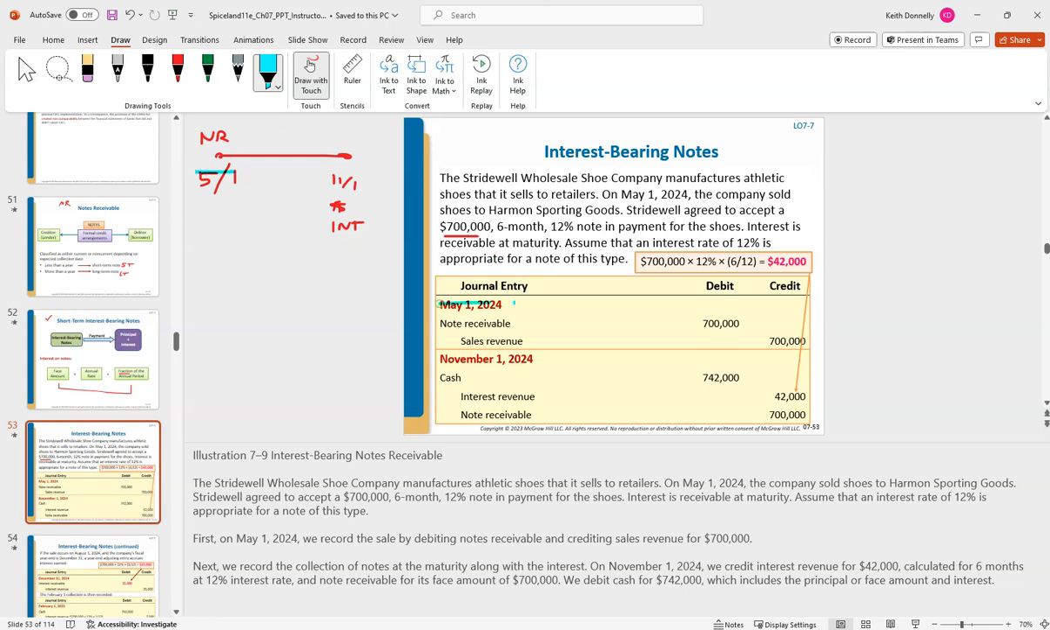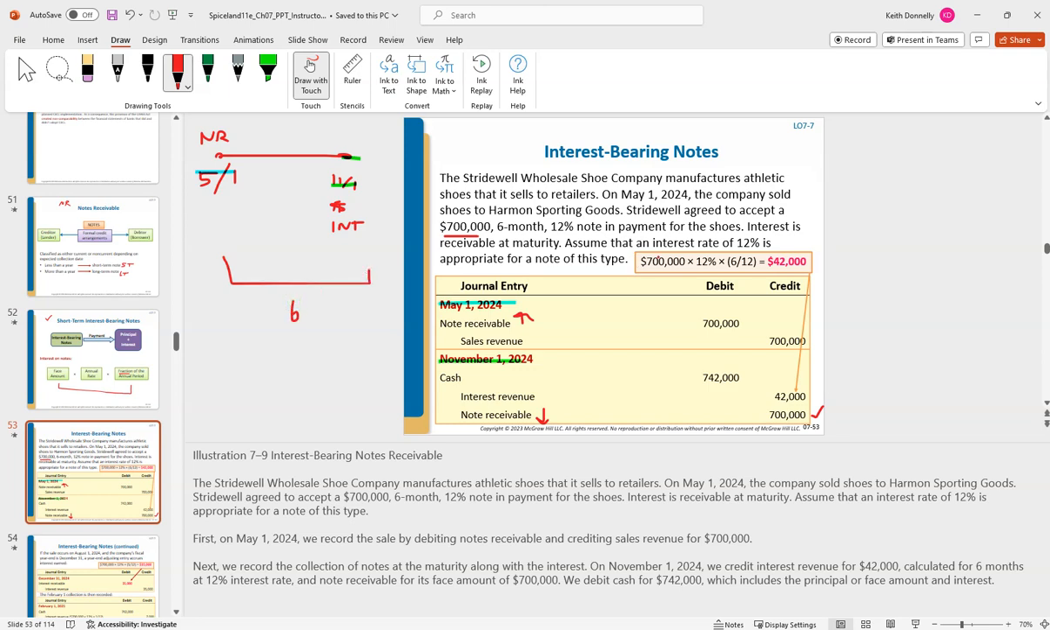So 5/1, the day we make the sale of the note, debit note receivable, credit sales revenue. We made a sale here. How about 6 months later, on 11/1, whenever we get our money? We're going to first get rid of the note receivable. We teed it up, now we're going to get rid of it. Likewise, there's been interest, we've had interest over here for 6 months.